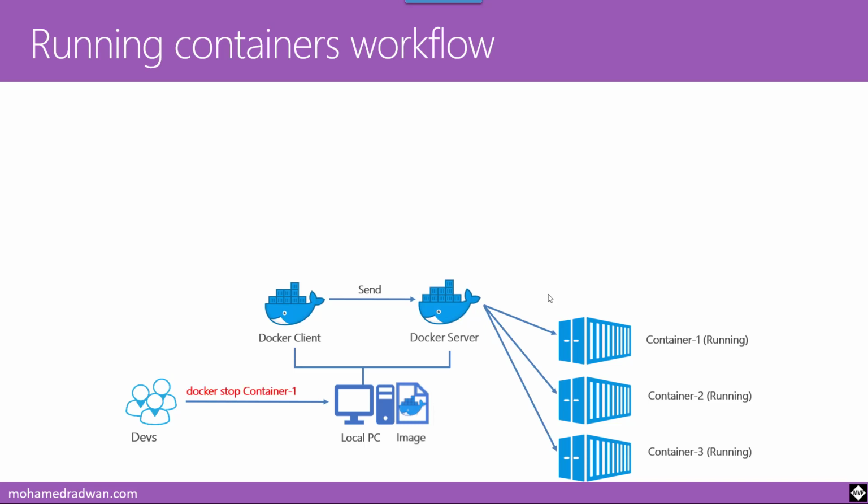So let's see what happens if the developer executes docker stop container one. It will be the same. The Docker client sends that command to the Docker server, and then the Docker server will execute this command for container one, which will stop this container. So this container is stopped. I can't access it, but it still exists on my machine. It is not deleted. It is just stopped, the same as when you stop a virtual machine. Now I can execute docker start container, which will do the same and start my container again.